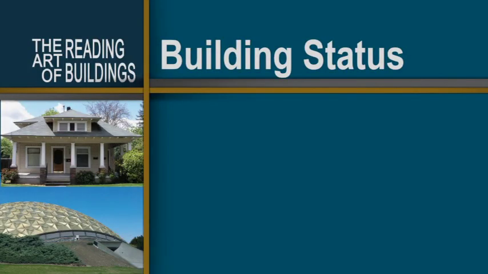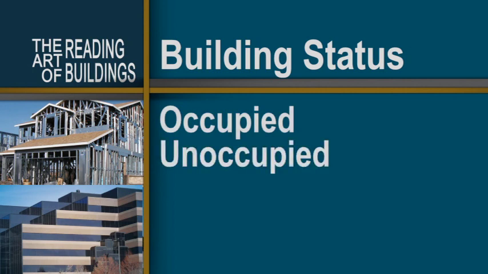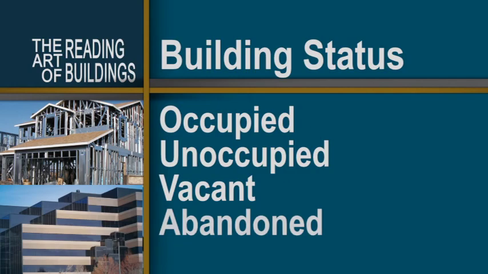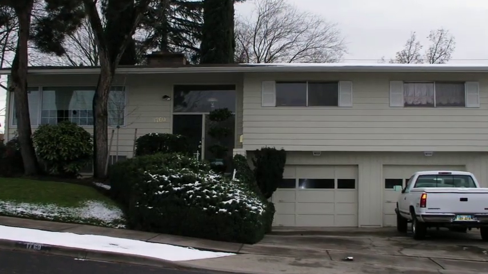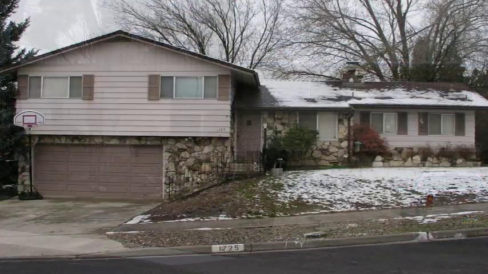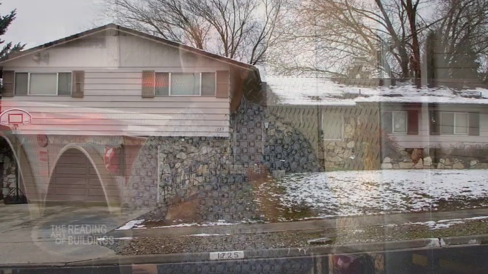Let's talk about building status. For risk assessment perspectives, you can look at a building from 4 status viewpoints: occupied, unoccupied, vacant, abandoned. Let's talk about occupied first. Let's say you pull up to a single-family dwelling and you have a car in the front. Is it occupied? You're probably thinking, most likely. Right. How about you pull up in front of a single family at noon? No cars in front. Is it occupied or unoccupied? You're probably thinking, 50-50. You're right.